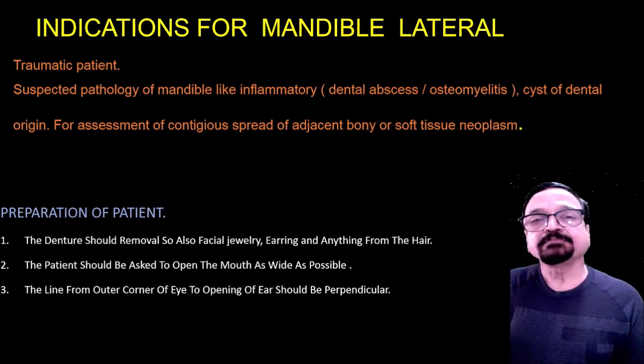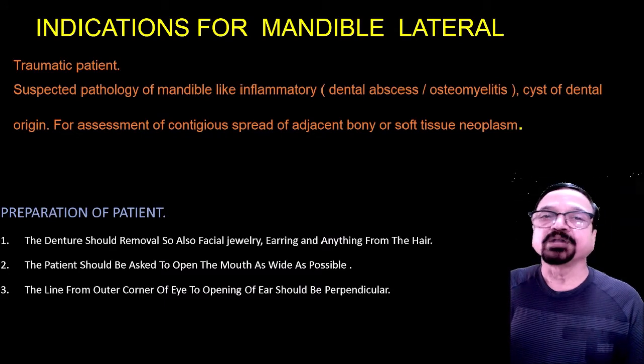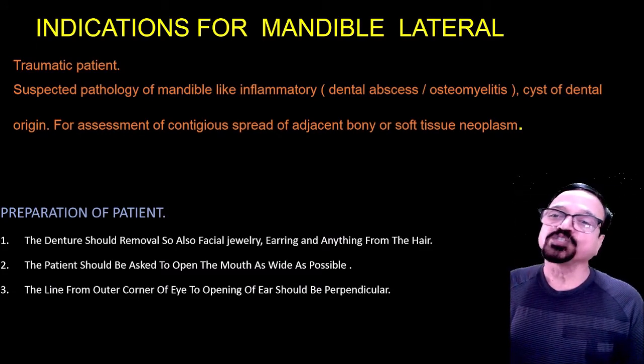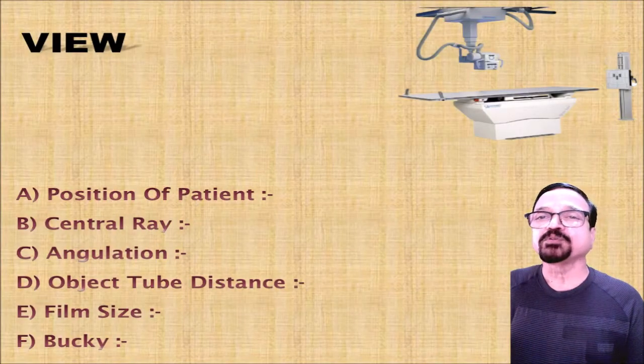Another thing is the patient's position, that we make the line, that is the line from the corner of the eye to the opening of the ear, perpendicular. So in that position the patient should lie down, otherwise again we'll have problems in getting a proper radiograph. So sometimes before taking a radiograph we need to counsel the patient, and also we have to see whether the patient is capable of doing it.